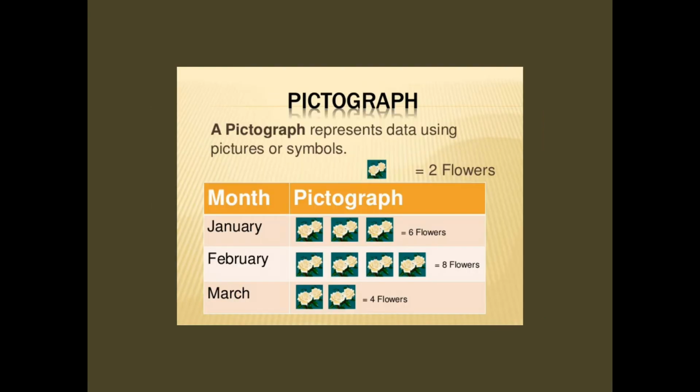Now, let us understand about pictograph. A pictograph represents data using pictures or symbols. Here in the given example, the picture displays 2 flowers, and thus as the month of January has 3 pictures, we can say that number of flowers for January will be 3 into 2, that is 6. Similarly, as month of February has 4 pictures, the number of flowers for February will be 4 into 2, that is 8. Also, as month of March has 2 pictures, the number of flowers for March will be 2 into 2, that is 4.